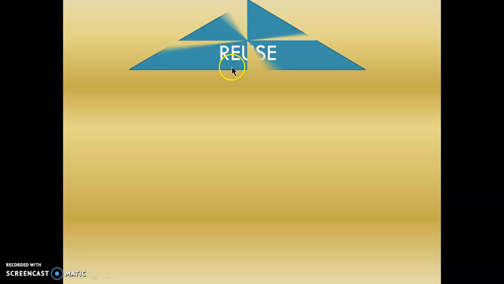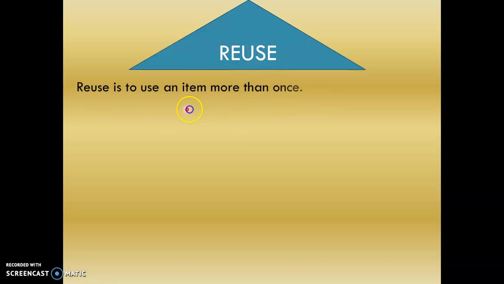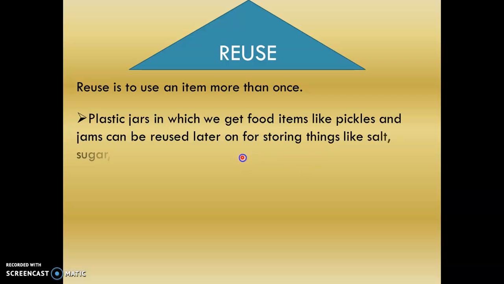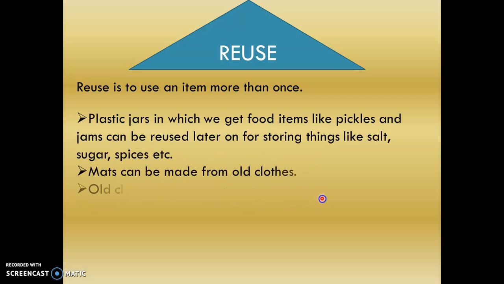Next, we will see reuse. Reuse is to use an item more than once. Plastic jars in which we get food items like pickles and jams can be reused later on for storing things like salt, sugar, spices, etc. Mats can be made from old clothes.